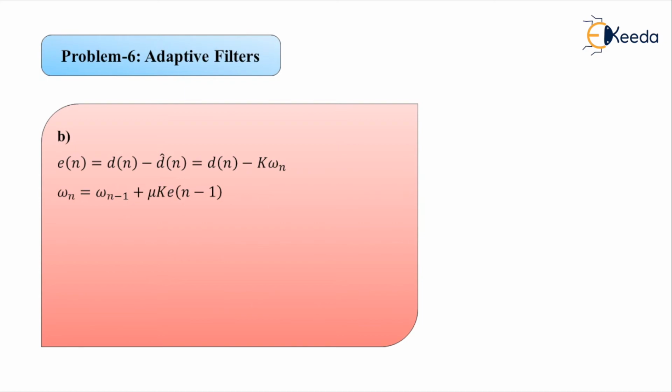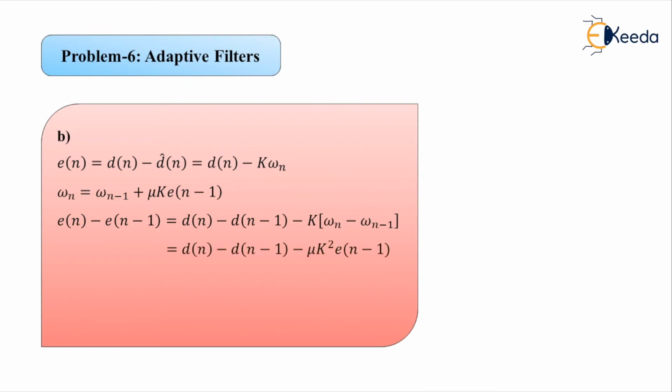Therefore, when we perform the difference E of n minus E of n minus 1, this is equal to D of n minus D of n minus 1 minus capital K, the constant input sequence, multiplied by W suffix n minus W suffix n minus 1. We can also express it in the form D of n minus D of n minus 1 minus mu into K square into E of n minus 1, using the step size.